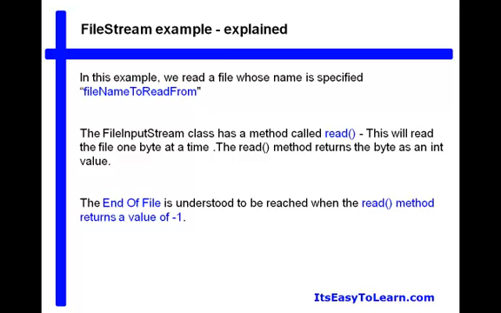So we keep on reading 1 byte at a time, and that read value is written to the file output stream. This continues until the end of the file is reached. An end of the file is specified when the read method returns -1.